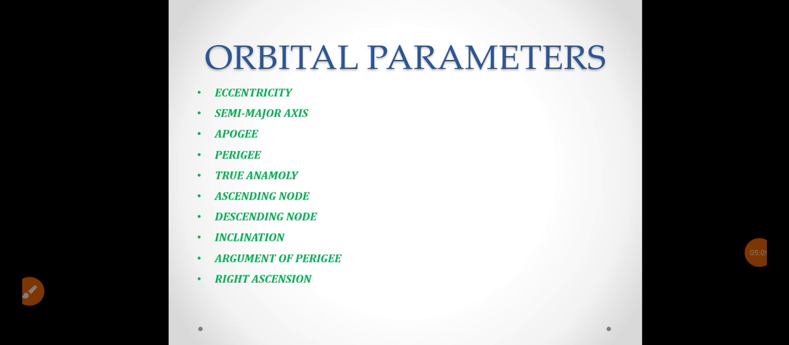The next one is argument of perigee. It gives the rotation of the orbit's perigee point relative to the orbit's line of nodes in the Earth's equatorial plane. And finally, right ascension relates the orbital plane's position to the Earth. So let's move on to the topic orbital simulation tool. It will work with these kinds of orbital parameters.